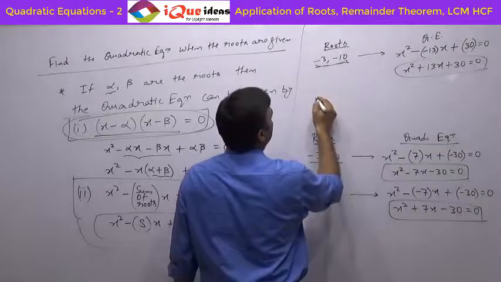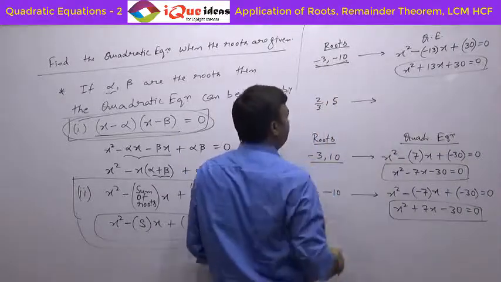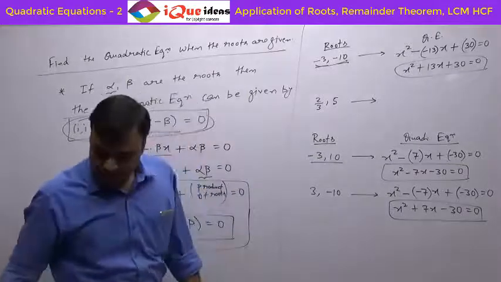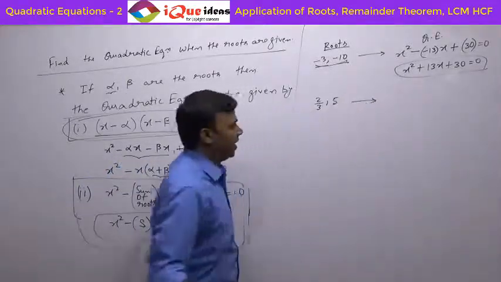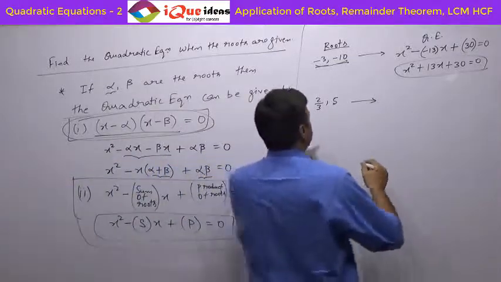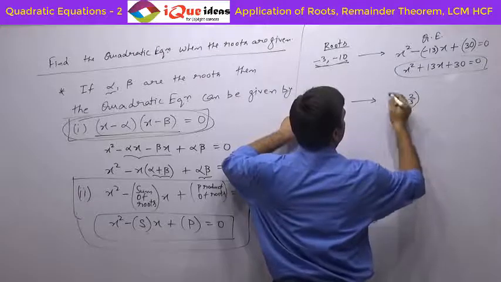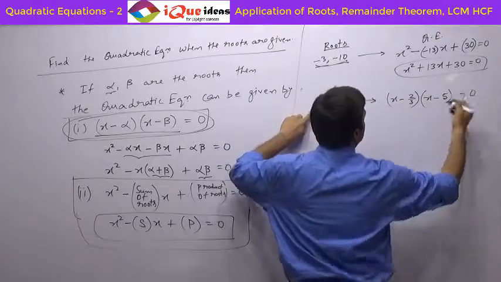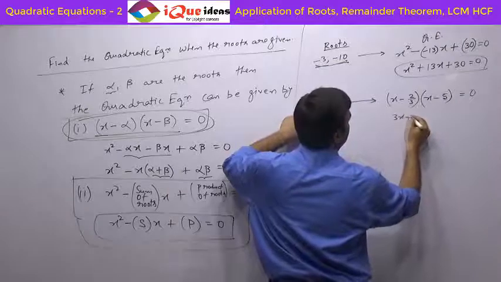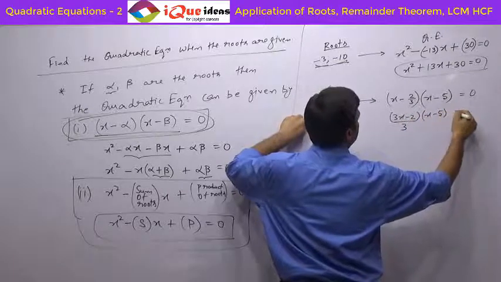What if the roots are 2 by 3 and 5? Now how will you do it? Let me do this question in two methods. I'll first take the first method and then the second method. If I take the first method, I will write it as x minus 2 by 3 into x minus 5 equal to 0. So this gives us (3x minus 2) by 3 into (x minus 5) equal to 0.